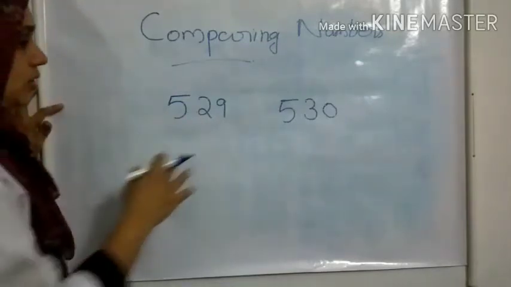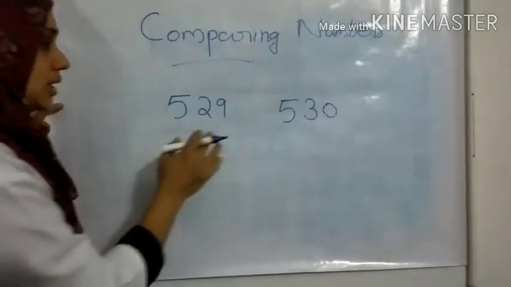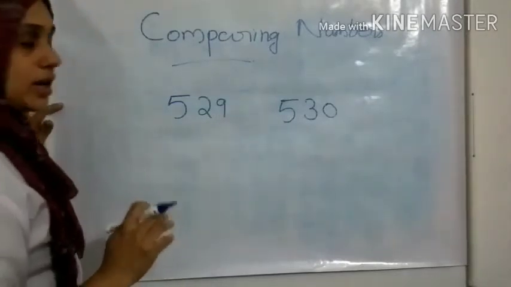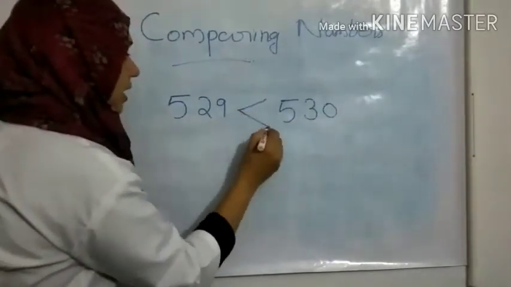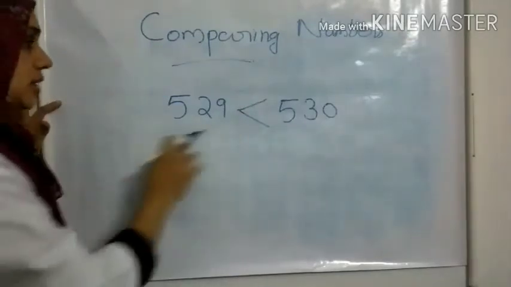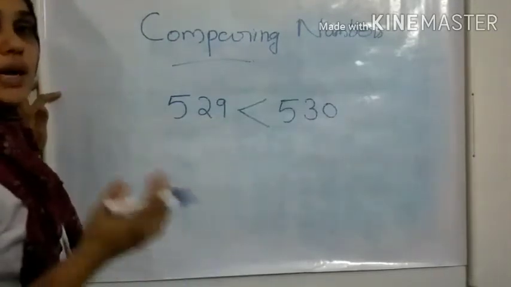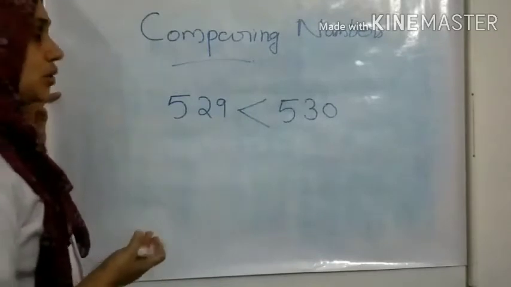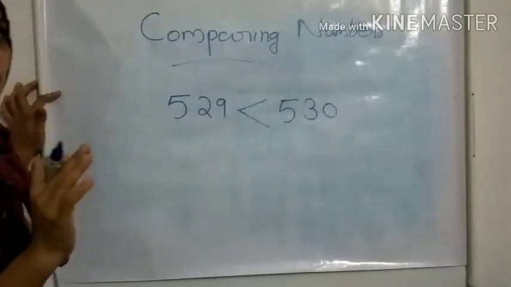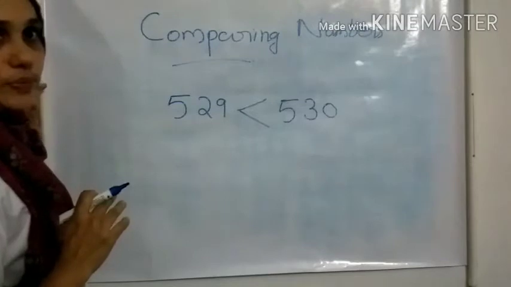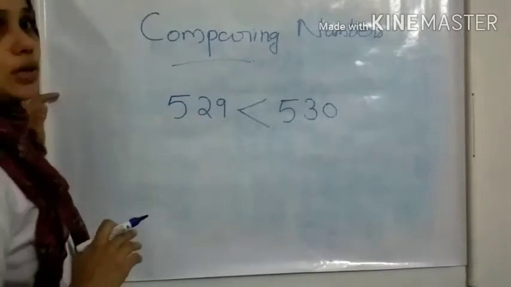You all know 530 is greater than 529 because it is a larger value. So we can compare these numbers and identify this one is greater and 529 is smaller. It is very easy because it is a small number. But in the case of large numbers, it is very difficult to compare between numbers. There are certain rules for comparing large numbers. Let us check those rules.